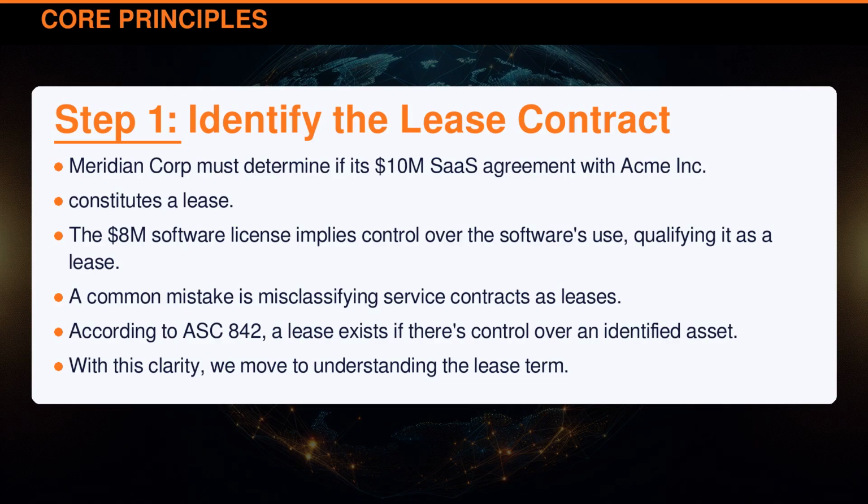A common mistake is misclassifying service contracts as leases. According to ASC 842, a lease exists if there's control over an identified asset. With this clarity, we move to understanding the lease term.